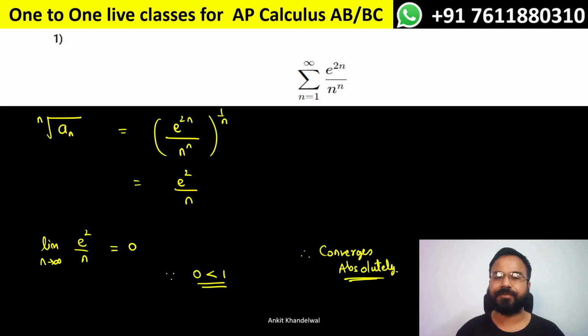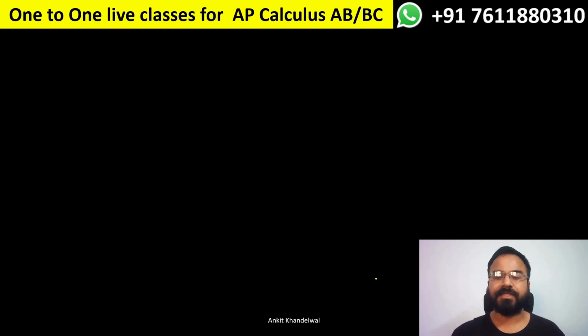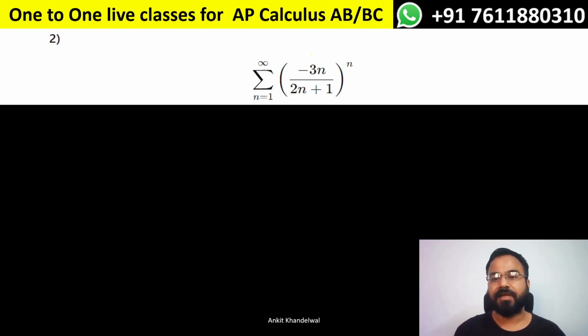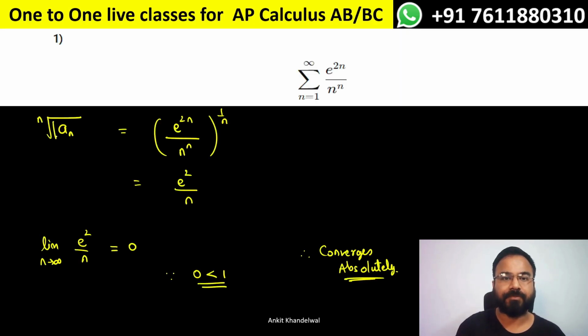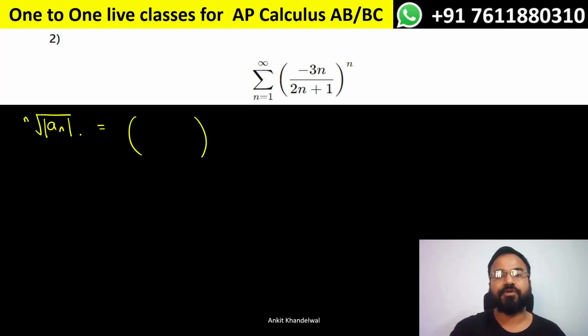A very easy method. Let us take another one. Here also there is the hint: this a_n is there and the power of n is there. So again first we will calculate this. Actually, in the previous one also we have to put the absolute value. So we take the absolute value of a_n.